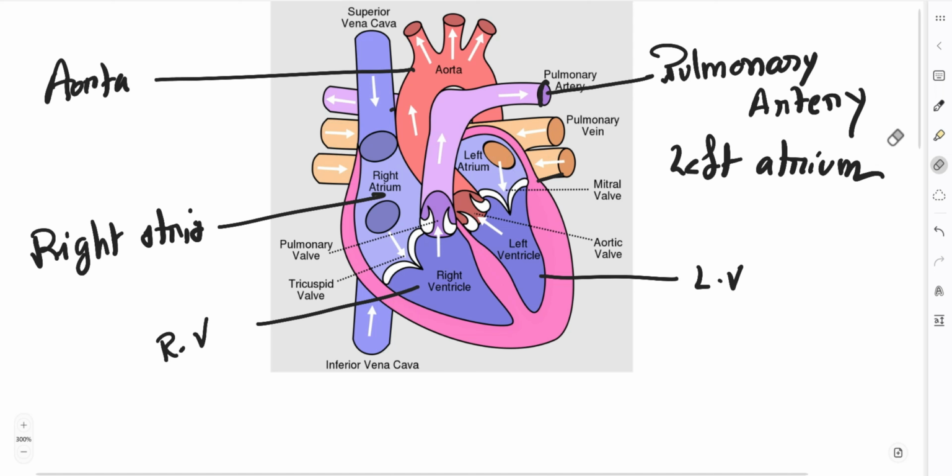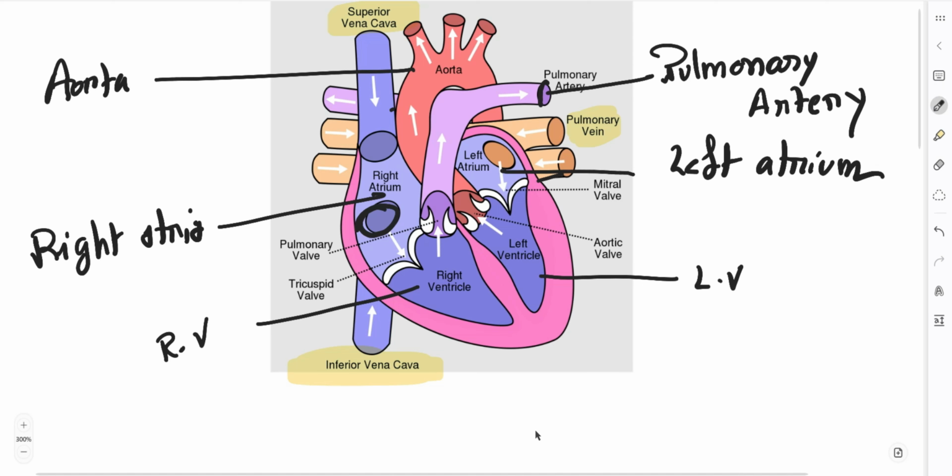Always remember that veins carry blood back to the heart. So this is the pulmonary vein. And from the entire body, blood is brought back to the heart through the superior vena cava and the inferior vena cava, to the right atrium of the heart. All right.